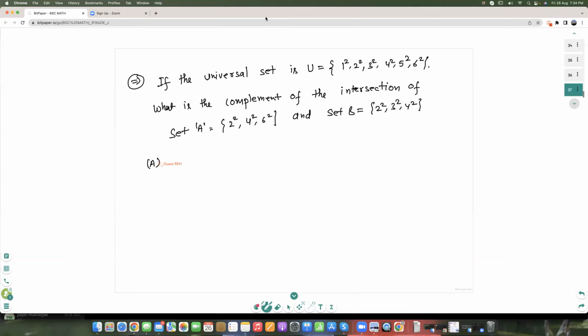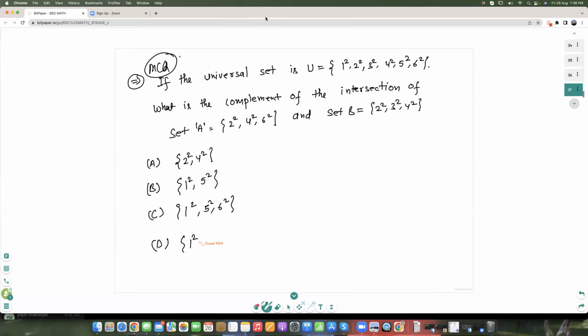Okay, let me put the answers. This is an MCQ question. The answer is A: 2 square, 4 square. B: 1 square, 5 square. C: 1 square, 5 square, 6 square. And D: 1 square, 3 square, 5 square, and 6 square. Sir, option D. Okay, let us do it. You guys take 2 minutes quickly and read this, understand this, try to solve this, then I'll let you know.